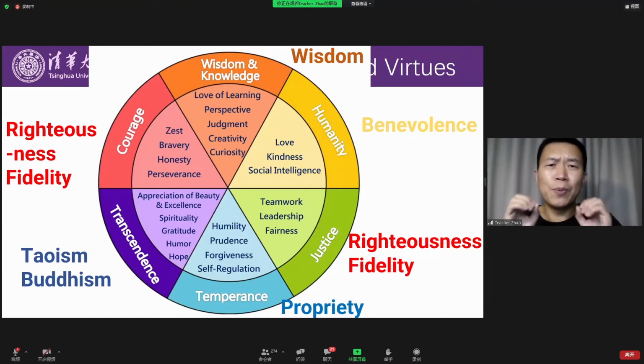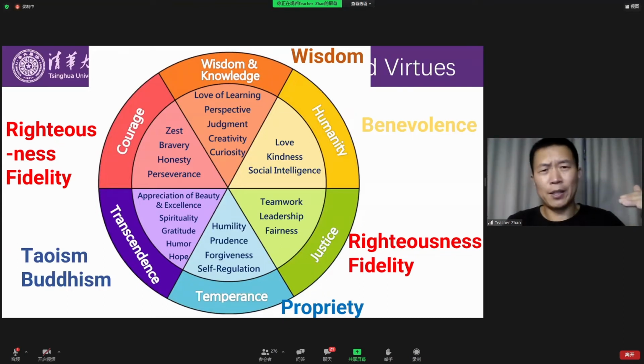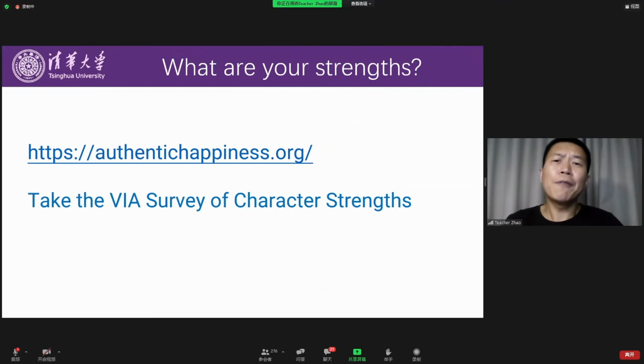They are valuable to everyone in the world, which means everyone in the world has these 24 character strengths. But the degree of the strengths is different. Some people have a higher degree of a strength, and some people have a not so high degree. So if you want to know your strengths, the best way is to go to Marty Seligman and Chris Peterson's website. It's called AuthenticHappiness.org, and take the VIA survey of character strengths there.